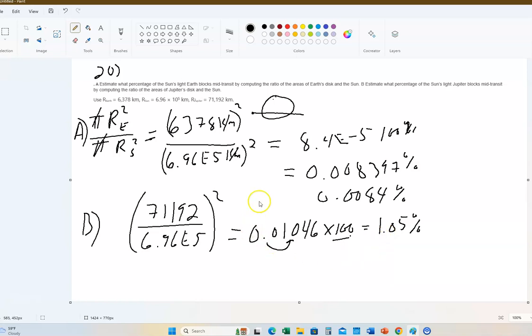Just to let you know, the transits that we see when looking at exoplanets are usually much smaller than 1%, because they're usually not going directly across. They're crossing just part of the star.